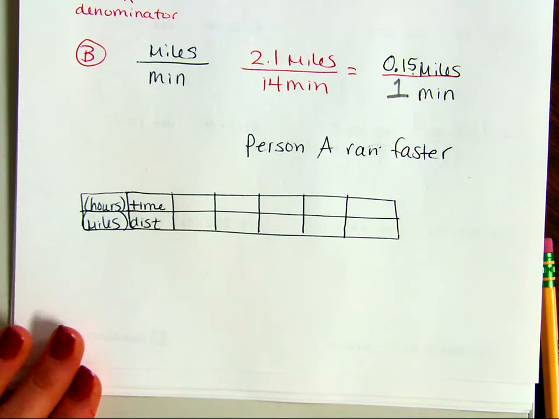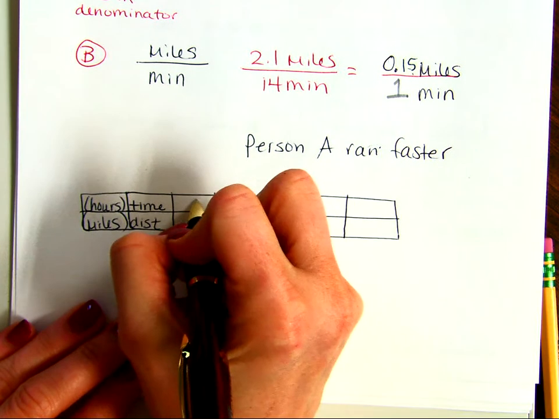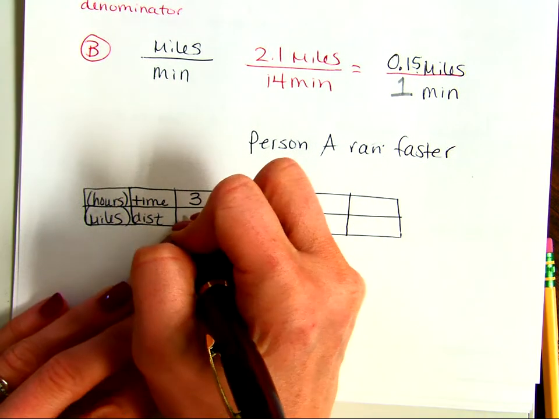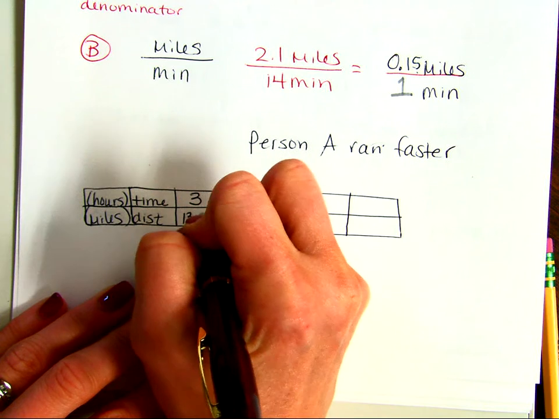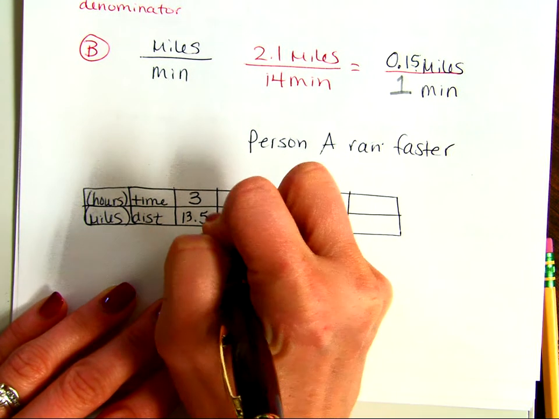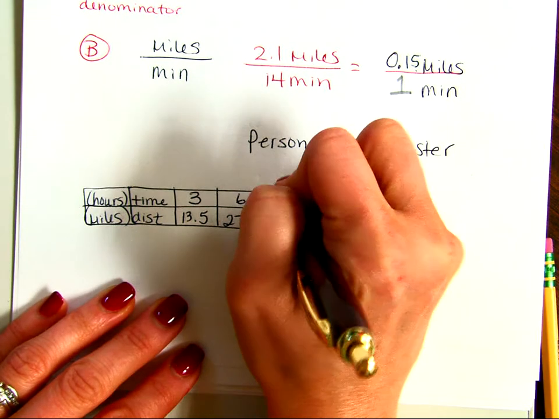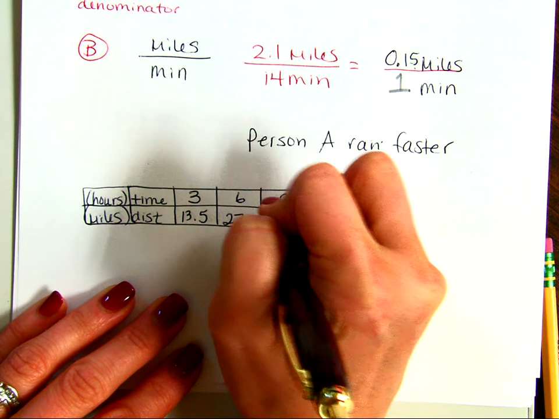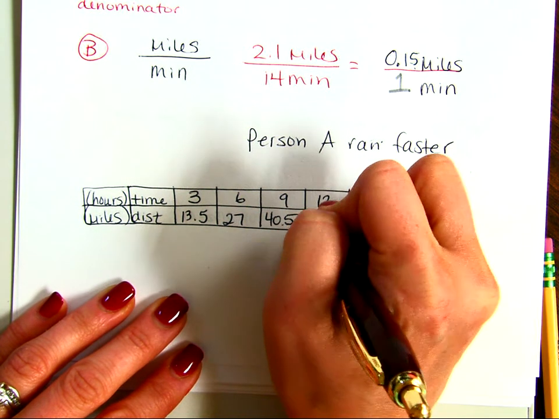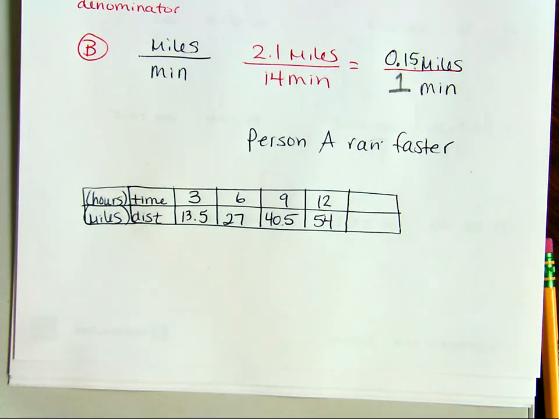Okay? And then I'm going to say 3 hours went by, and whatever this vehicle is, you could say it's a person on a bike. They traveled this far. In 6 hours, they traveled this far. 9 hours was this far. And 12 was 54. Okay. We're going to leave that last one blank for a minute.